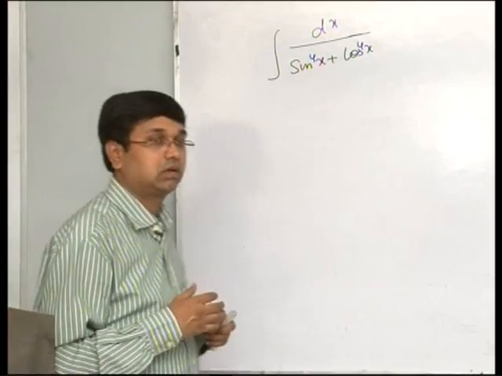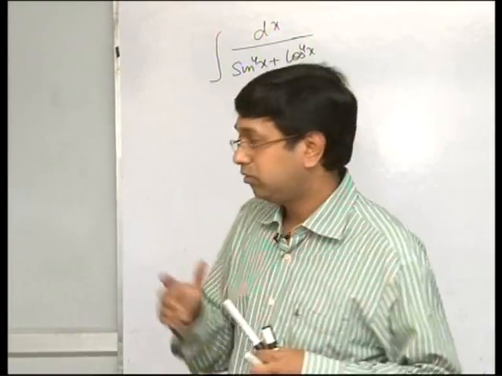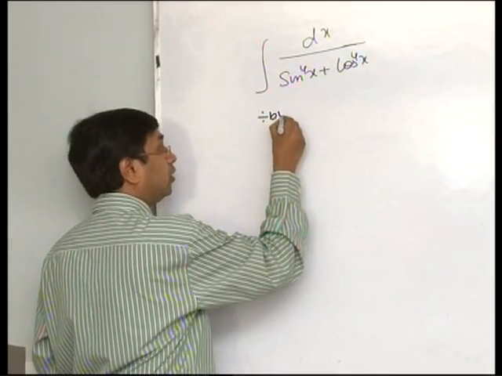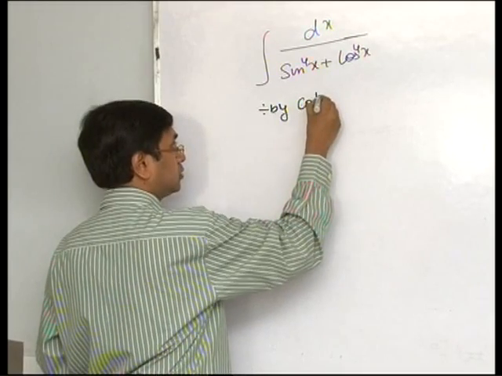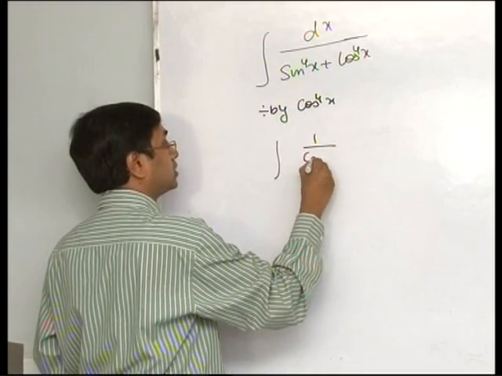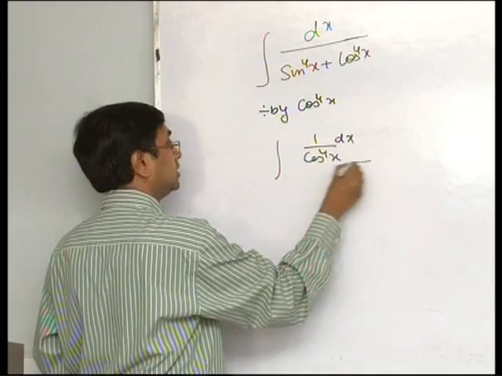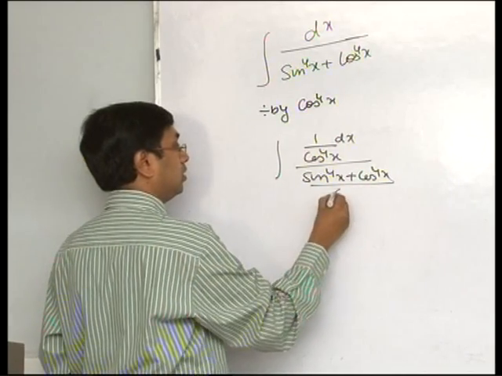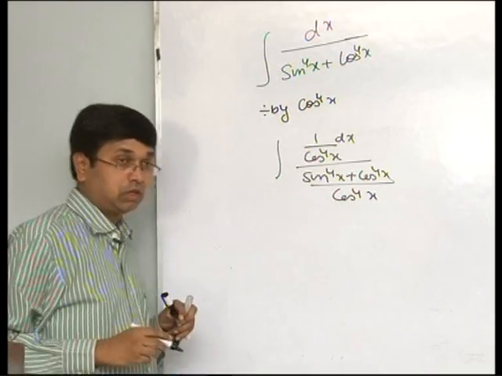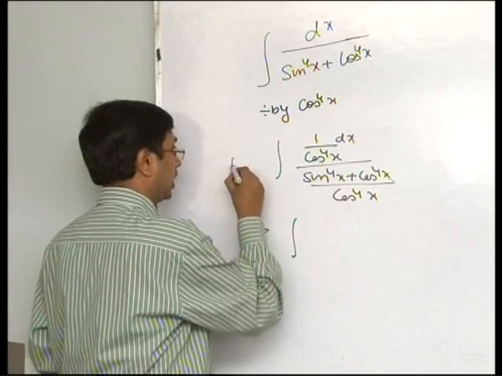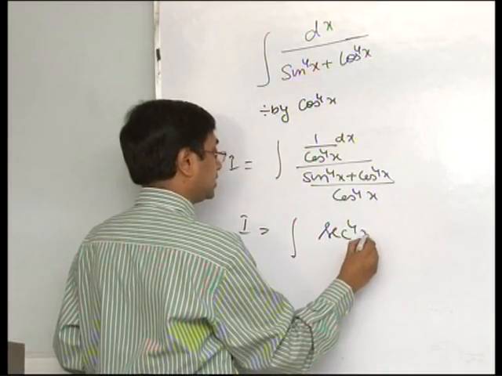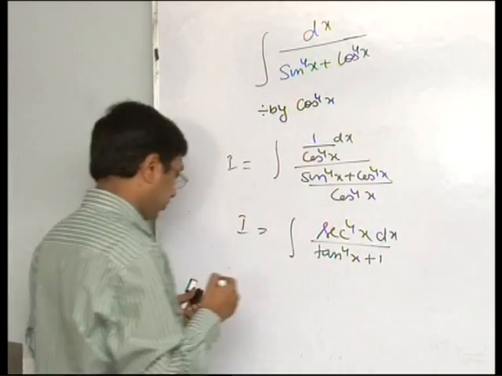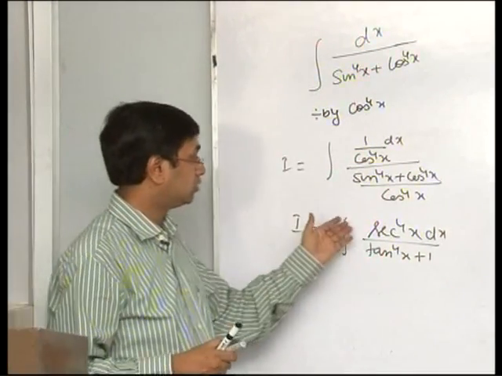We'll discuss, just saw the solution of this problem. We'll also give you an alternative, which is a common solution in most of the books, as we did for a particular problem in the previous one, dividing by cos to the power 4x. So you'll get 1 upon cos to the power 4x dx, and sin to the power 4x plus cos to the power 4x upon cos to the power 4x. So what would this lead to? This would lead to our I equal to sec to the power 4x, tan to the power 4x plus 1, dx. Now last time we could solve it much easily because we had 2 tan x and sec square x.